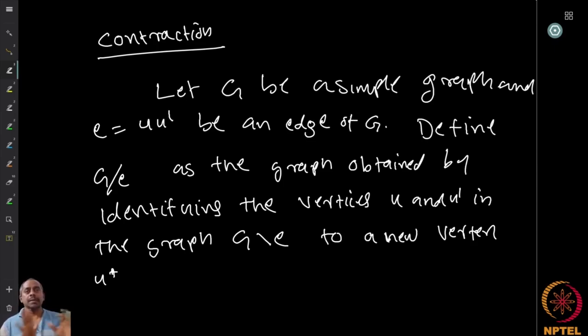So I am not doing anything to any other vertex, right? The adjacency remains the same. All the neighbors are going to be there except the one that we just removed. And for u dash, all the remaining neighbors stay as they are. Now I basically identify u and u dash, which becomes a single vertex. So all the neighbors of u other than u dash will be there in the new graph. All the neighbors of u dash other than u will also be neighbors of this new vertex. So I will get this new graph. This is called the contraction of the edge.